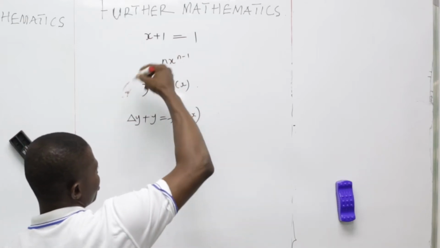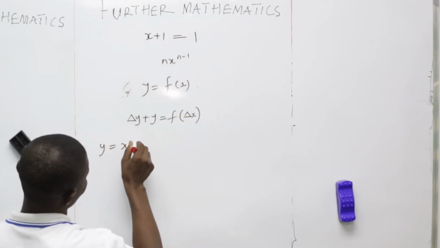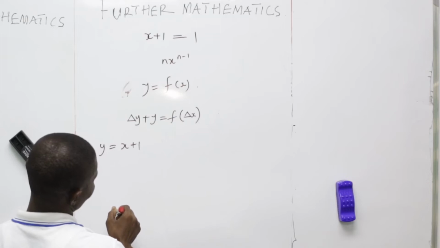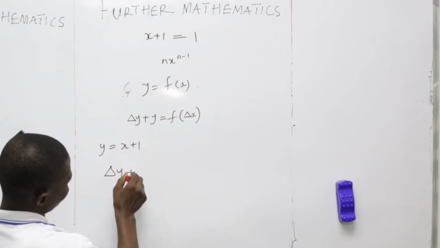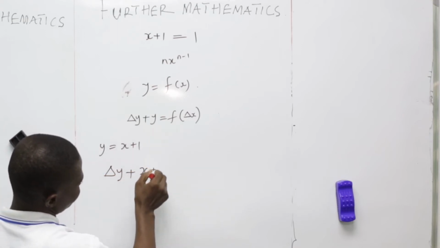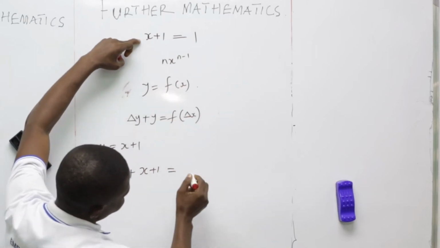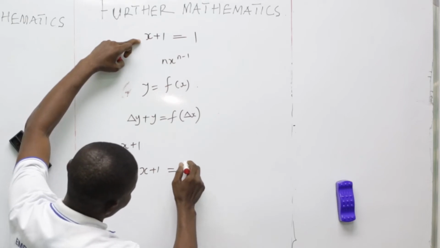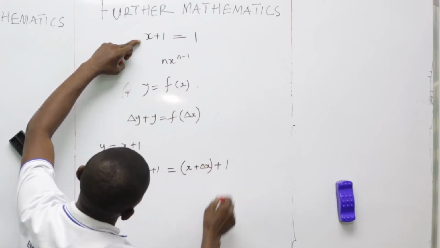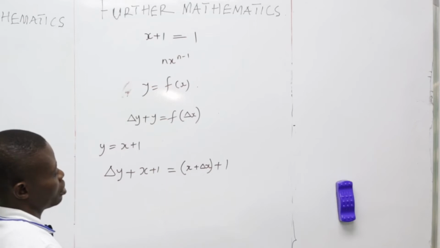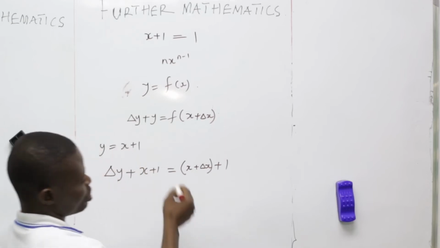Meaning, there must be a question given to you. Let's look at this question. If y is s plus 1, we'll now say change in y plus y. What is y? s plus 1 equals f of, meaning the first value for s, that is s plus change in s, then plus 1, because this is a constant. That gives us s plus change in s, as the case may be.